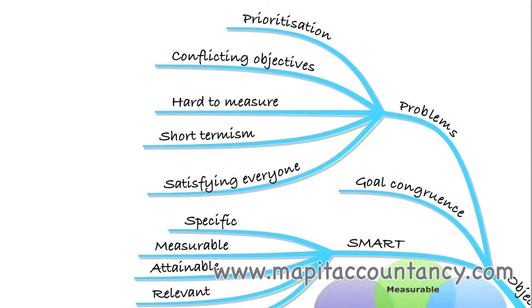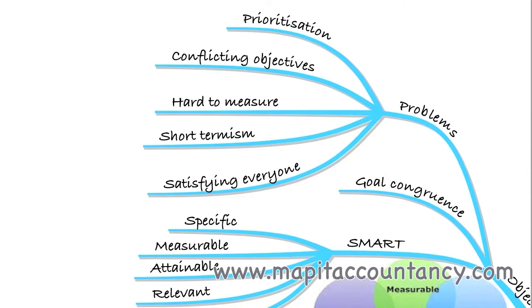Also, there's a problem in trying to satisfy everybody. Some goals simply will not be able to do this. If we set an objective of reducing overtime, as we mentioned, well, some employees are not going to like that. The managers may like it because they can reduce their costs, but the employees aren't going to like it because they're going to get paid less. So satisfying everybody will be a problem when we're setting objectives, but we need to try and get a balance between the best and the worst.